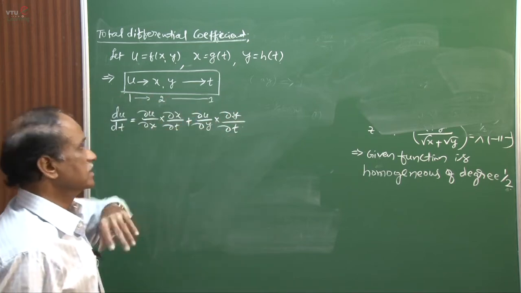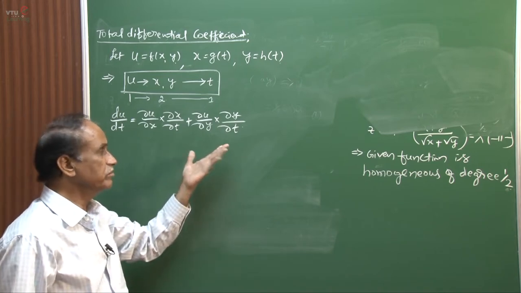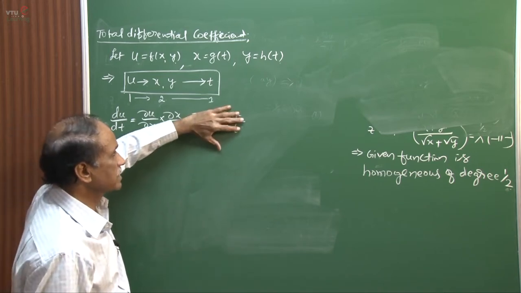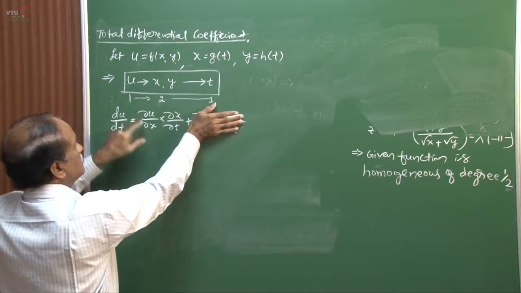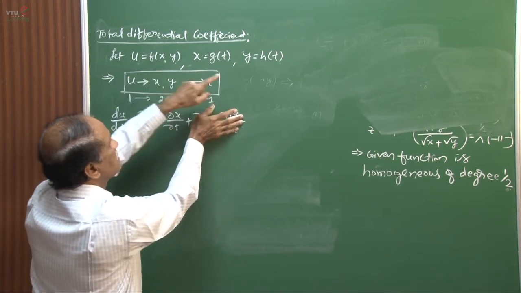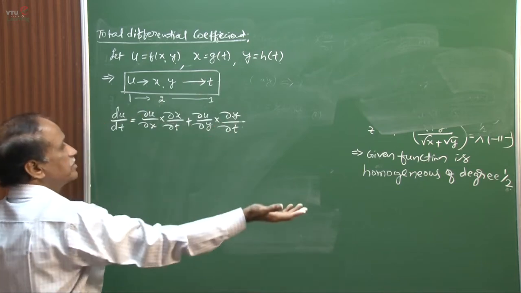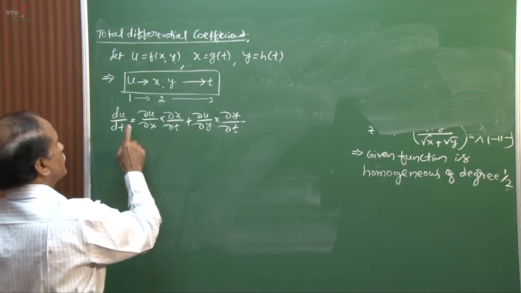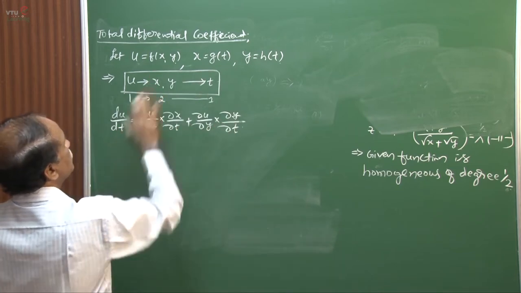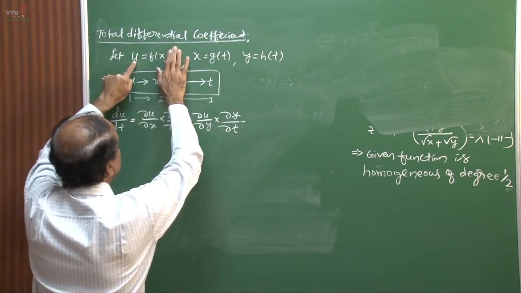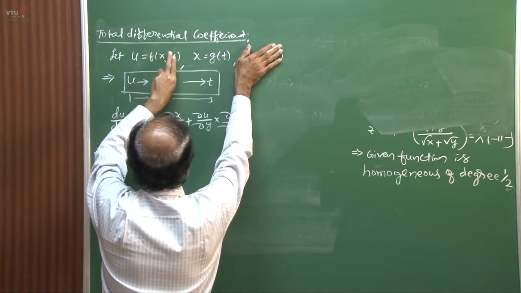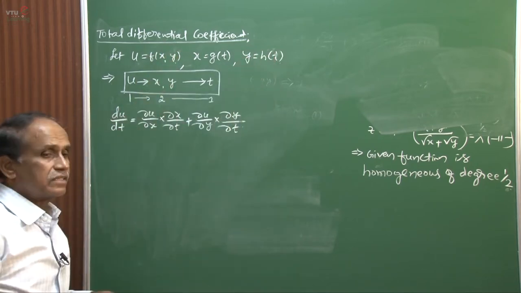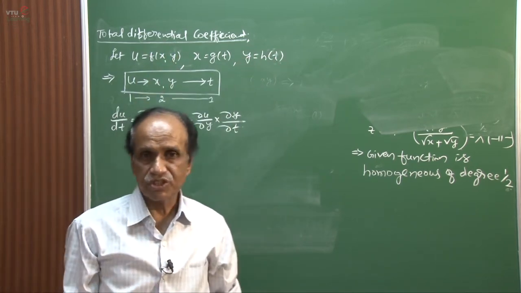If you understand this, this is nothing but your chain rule basically, but one more term is extended in this discussion, that's all. If u is connected to x and x is connected to t, y will not be in the picture at all. If this y is not there, this term will not be there. That is not coming in partial differentiation.